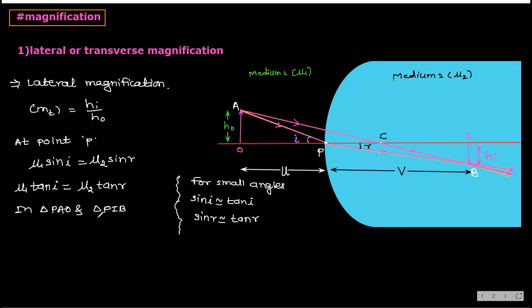From here if we find out tan I, tan I is equal to what? AO by OP, which is equal to HO by U, and tan R is equal to IB by IP. You can check the diagram, IB by IP, right?